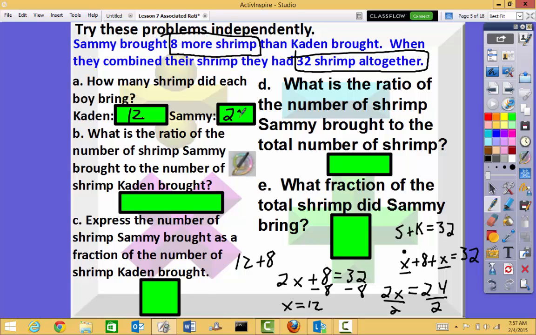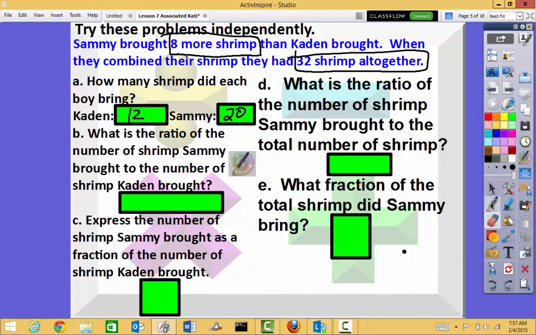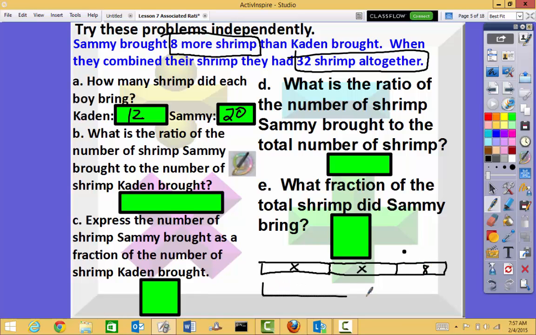He brought 20. What I can do, if you're not good with those equations, is go back to my tape diagram model and add them together. Remember, Caden only had this much, but Sammy had 8 more. So he had the same amount as Caden plus another 8. And together they had 32. So all together equals 32.